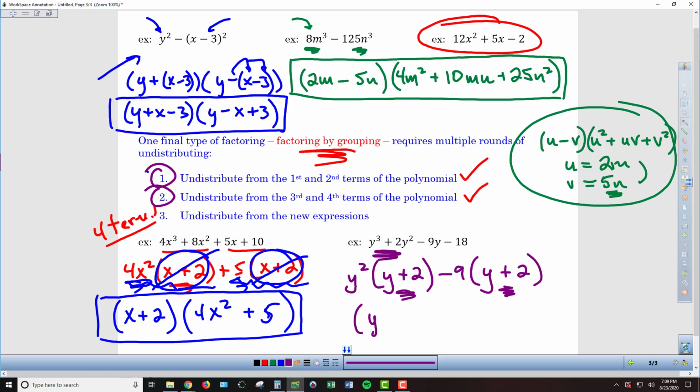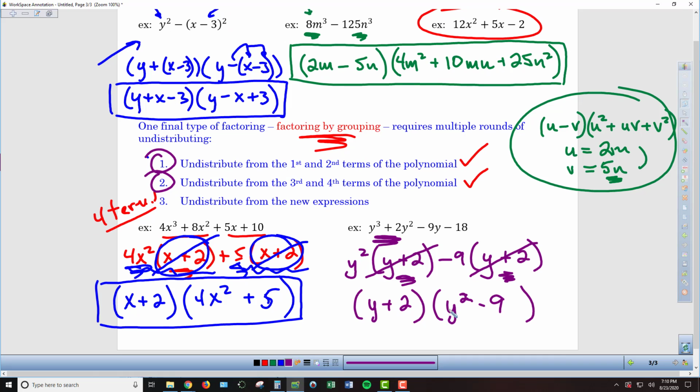So I'm going to undistribute that y plus 2. So basically think of it as those have been factored out. They have been undistributed away. And so now what's left behind inside the parentheses? Y squared minus 9. And if you're paying close attention, you'll notice that we're not quite done here yet.